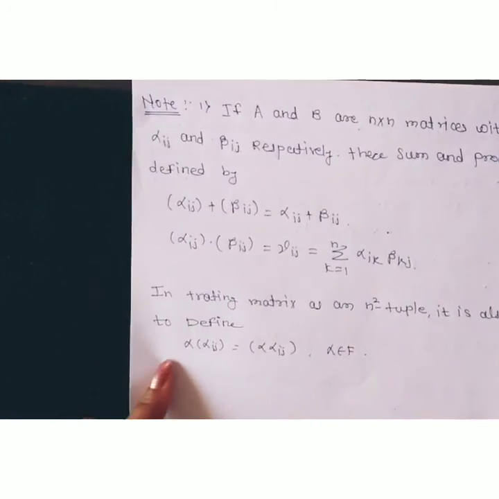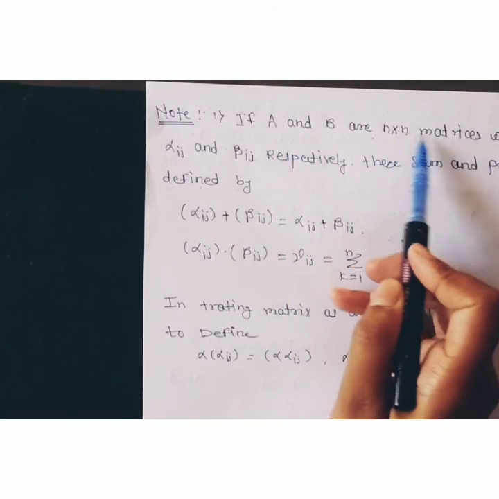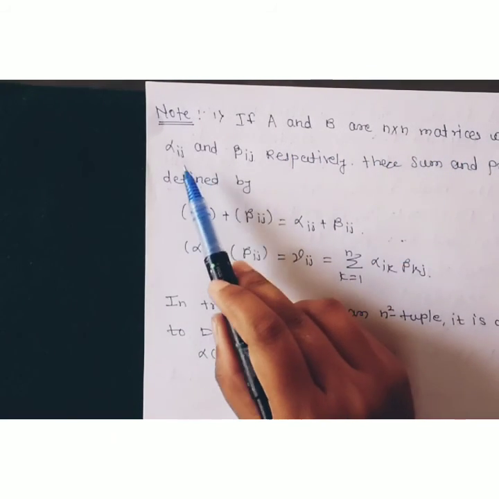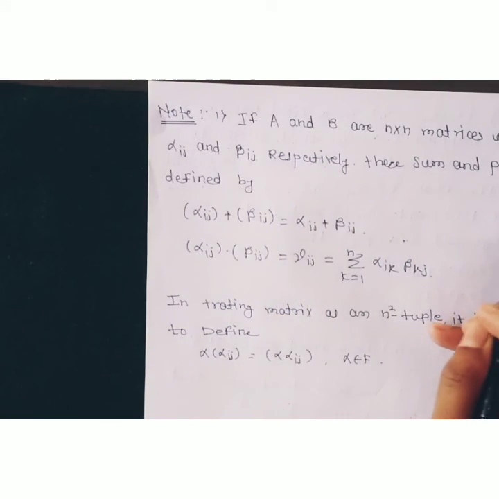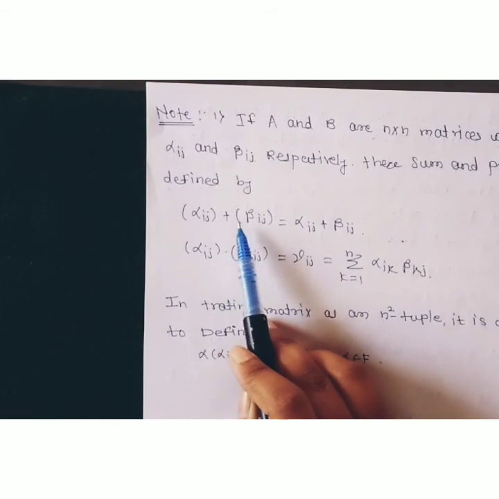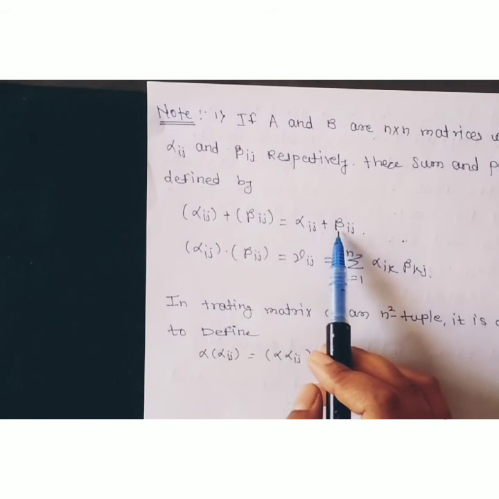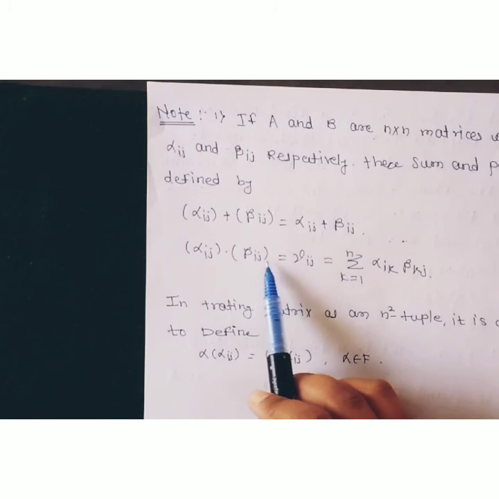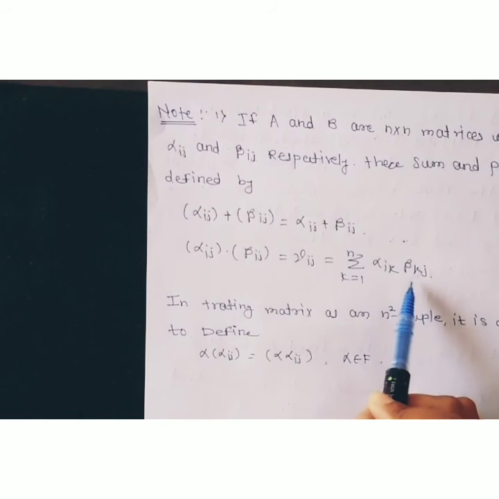Now the next is a note: if A and B are n cross n matrices with coefficients alpha ij and beta ij respectively, their sum and product are defined by alpha ij plus beta ij, and alpha ij into beta ij is equal to gamma ij, which is nothing but the summation over k running from 1 to n of alpha ik beta kj.